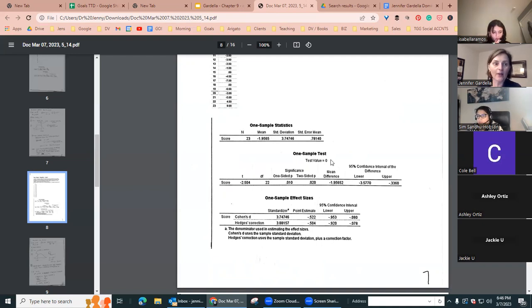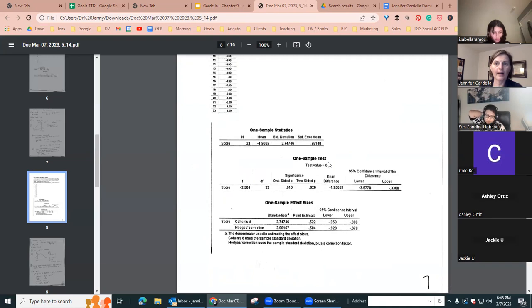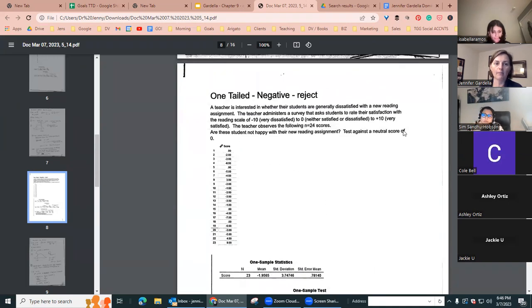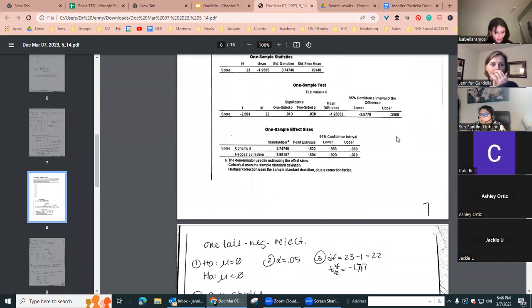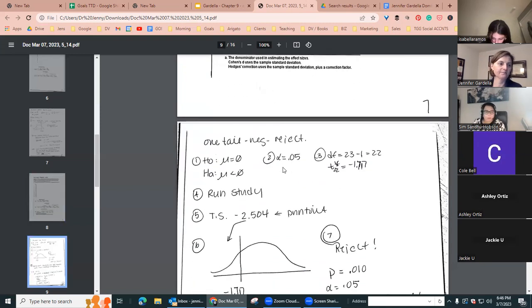Here's what's critical though. This test value, while it is 0, I got it from the problem. So don't forget, put a big note to yourself: test value, this was put into SPSS. And again, if you don't put one in, SPSS will assume it's 0. Here's your test statistic, your degrees of freedom, your p-values, and here is your effect size.